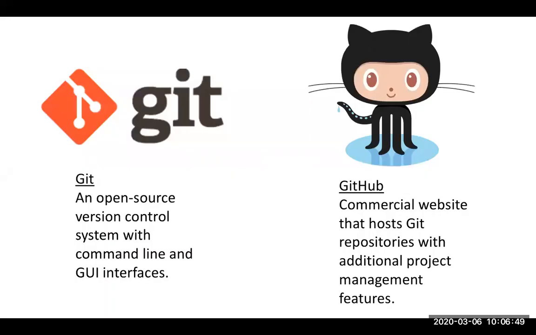There are two interlinked technologies here that we're relying on. One is called Git, and this is the open source version control system that has both command line and GUI interfaces. There's also GitHub, which is a commercial website that hosts repositories of code that let you share them with the public for viewing, and also acts as a place that you can send code to and receive it from your collaborators.